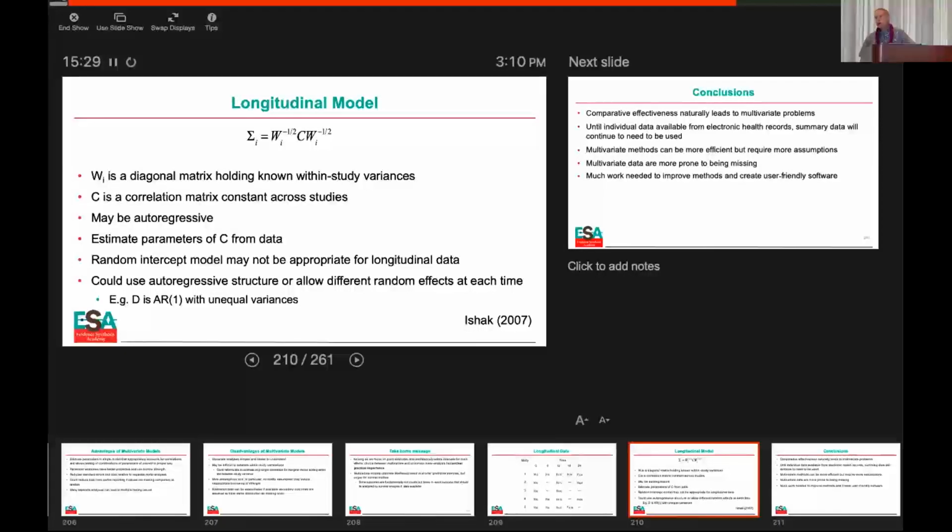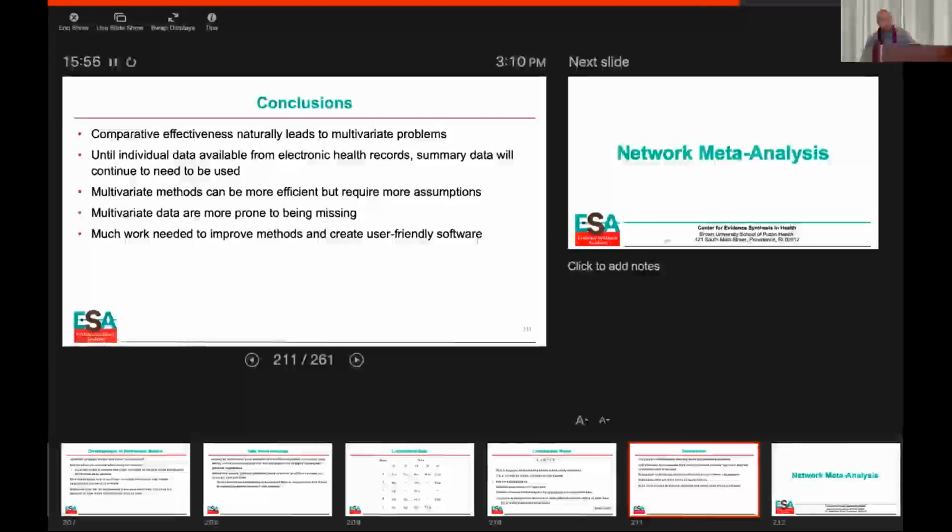So I'm not going to say much about this. It's very similar to other kinds of multivariate analyses, but the difference here is that you only have summary level data, and so you're only going to be able to fit these kinds of models in certain specific situations where the data that you have are sufficient statistics. So in the normal case, you need the means and the variances and the correlations. So the conclusion here is that we have a lot of different types of multivariate problems, and these methods can be more efficient, but they require more assumptions, and we need better methods and better software.